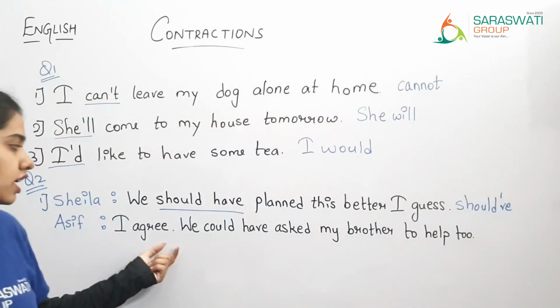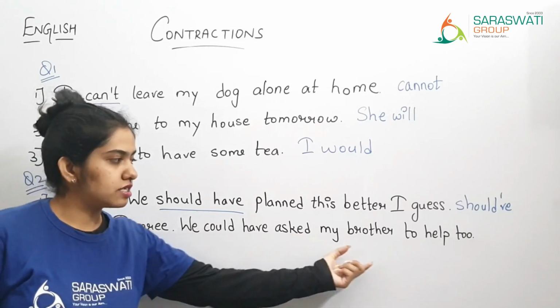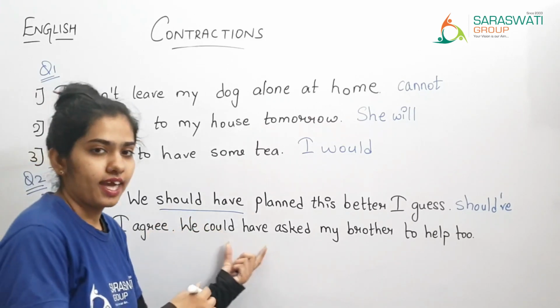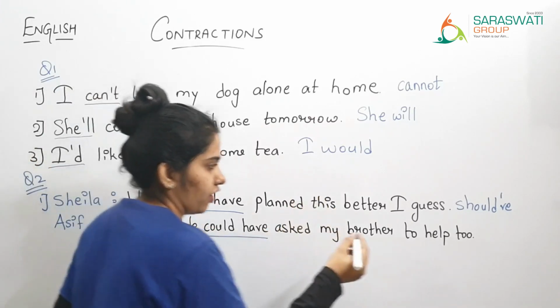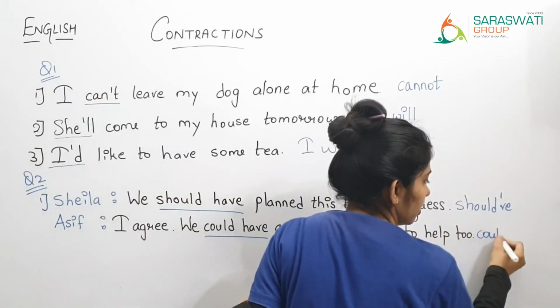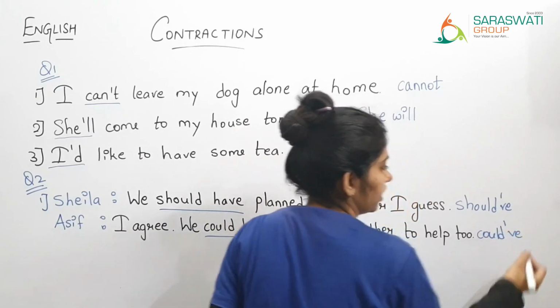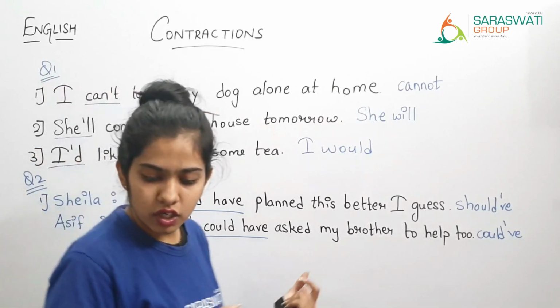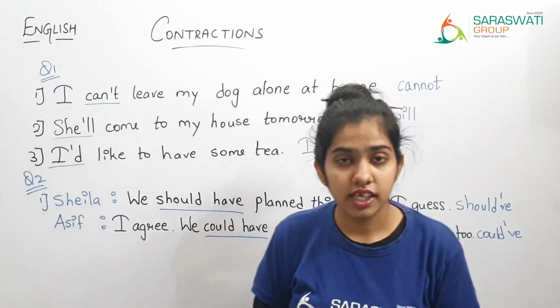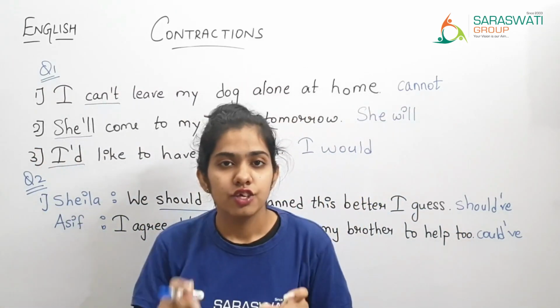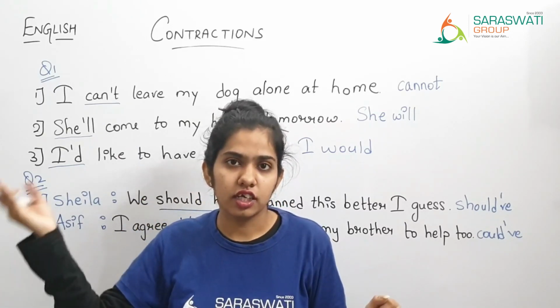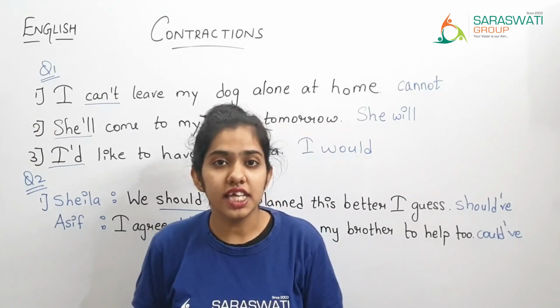Then, I agree, we could have asked my brother to help too. So again could have, and write the contraction over here. Could apostrophe VE, could've. Then, you are looking pale, are you okay? So you have to underline you are and write the contraction for that: you apostrophe RE.